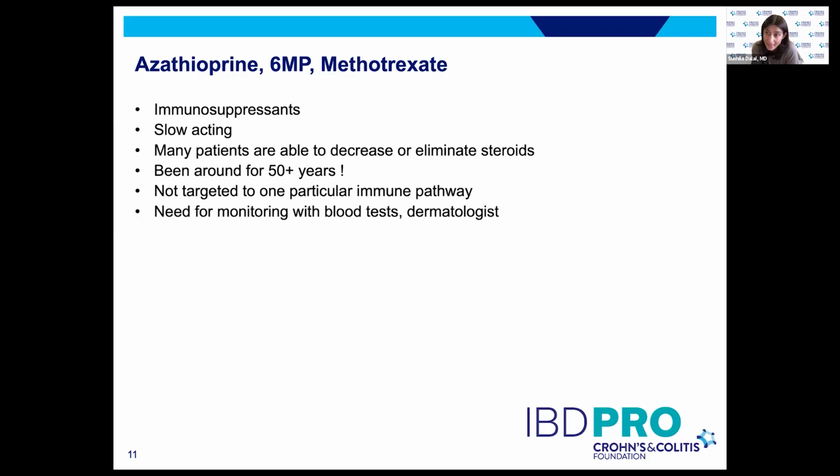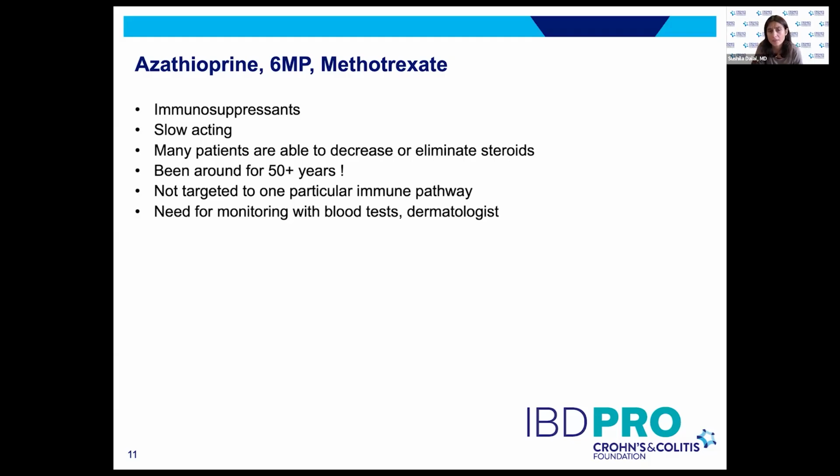But we don't use it for that as much anymore, since we have safer, more targeted options. Oftentimes, we're using azathioprine or 6-MP in combination with an anti-TNF. Combination therapy has only really been studied in the setting of anti-TNF plus azathioprine or 6-MP. We know that that combination helps boost the anti-TNF drug level and helps prevent anti-drug antibodies.